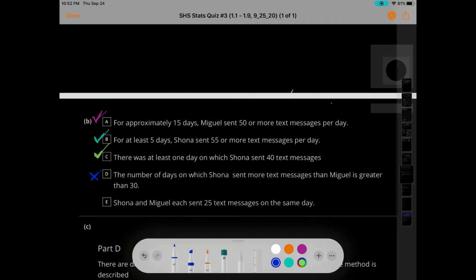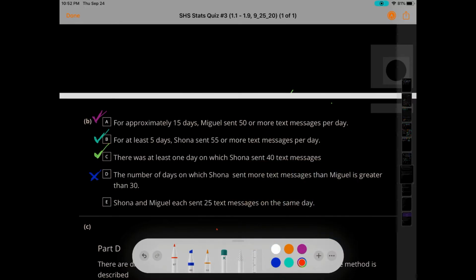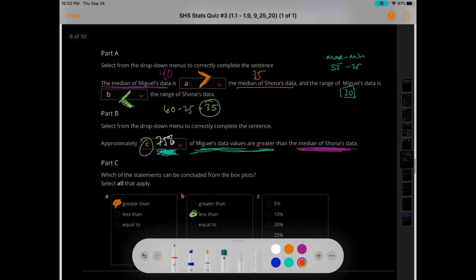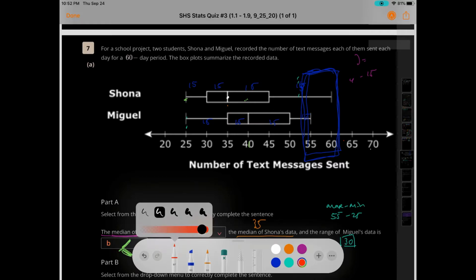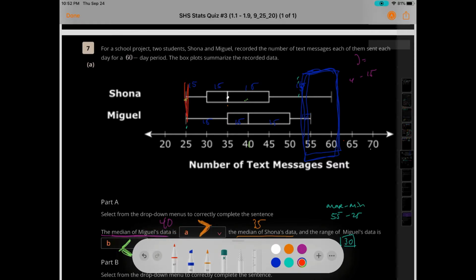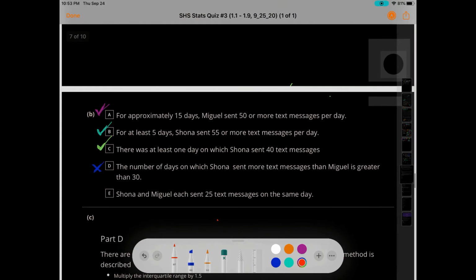And then the last one: Shona and Miguel each sent 25 messages on the same day. Okay, here's the hard part. Although you're looking at this and saying, of course, they both have a minimum of 25, you're not sure on which day it is. All you know is that one day they sent 25. So that would be false. So the 3 that I would pick as my answer would be A, B, and C as true.